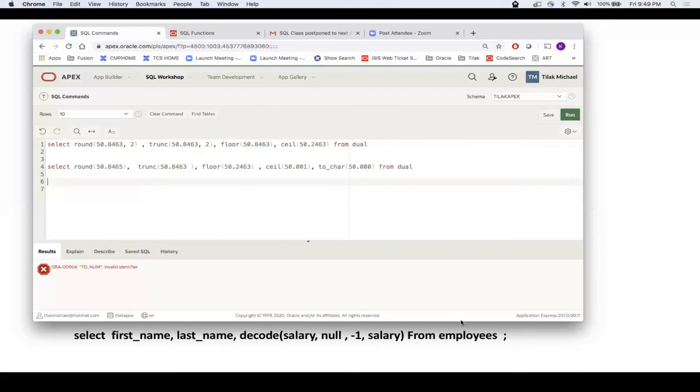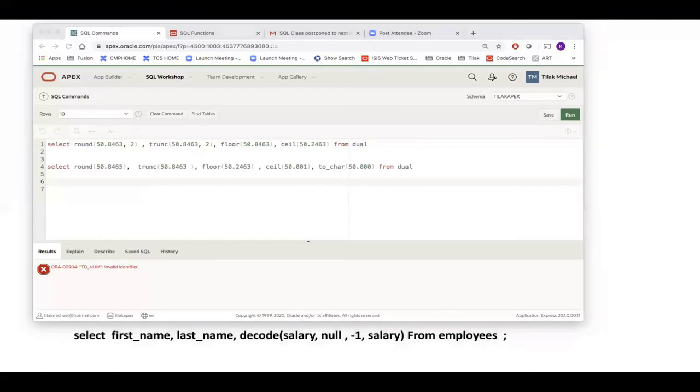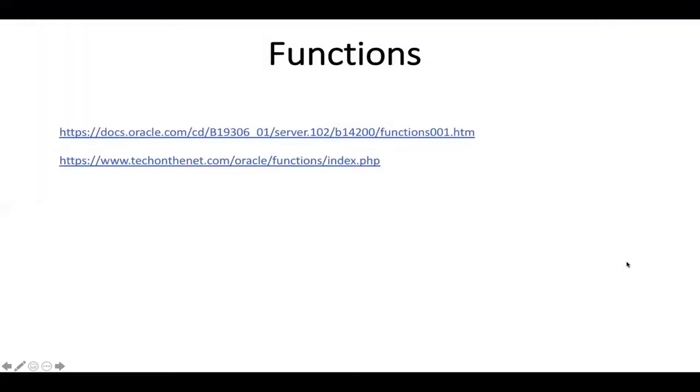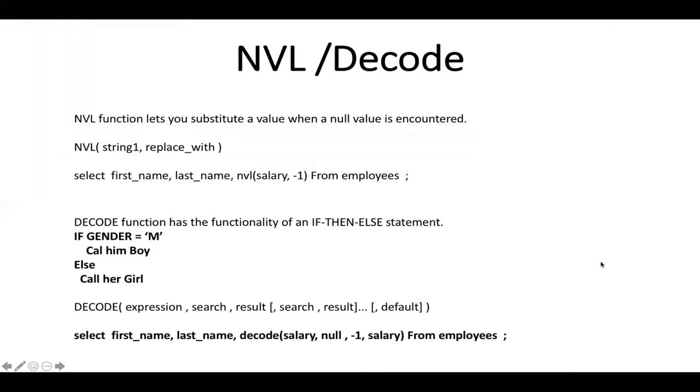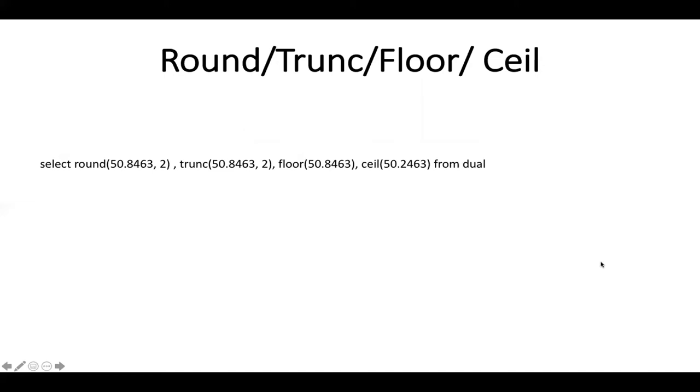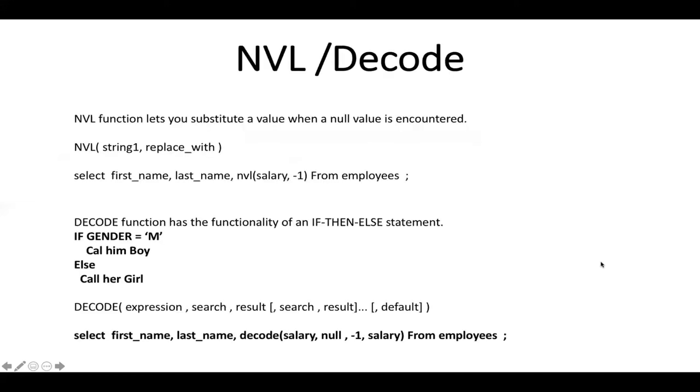Now, round and trunc, I explained what they are. Now I'll cover what NVL and decode are. NVL, as I said, there is something called null. NVL means null value. What it is doing here is, if a field has a null value, what do you want to replace it with?